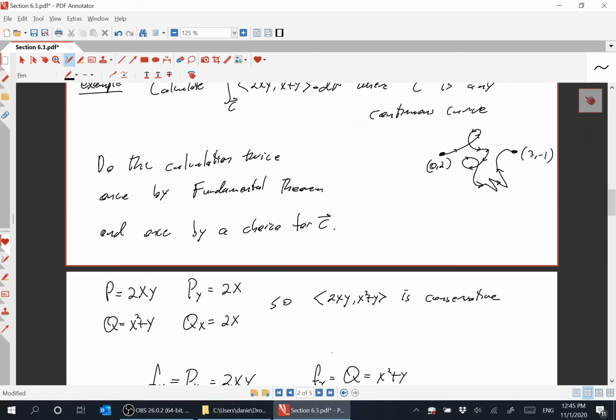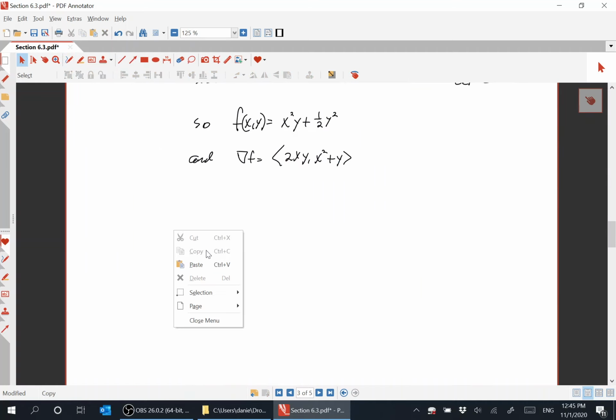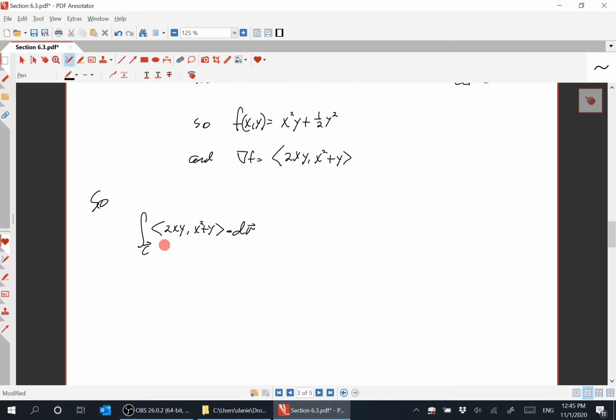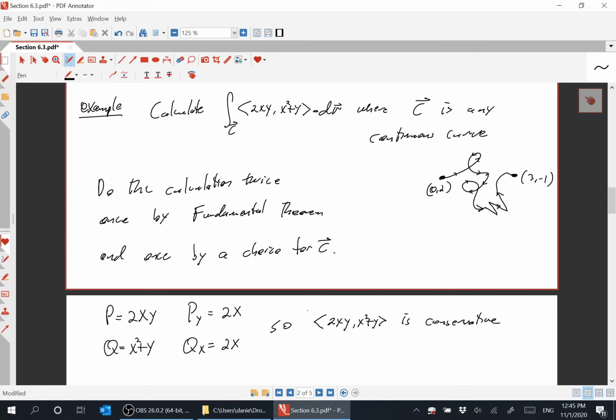Okay, so this line integral, we don't even need r at all. So by the fundamental theorem of calculus, where's that curve? Let's get a copy of that curve.